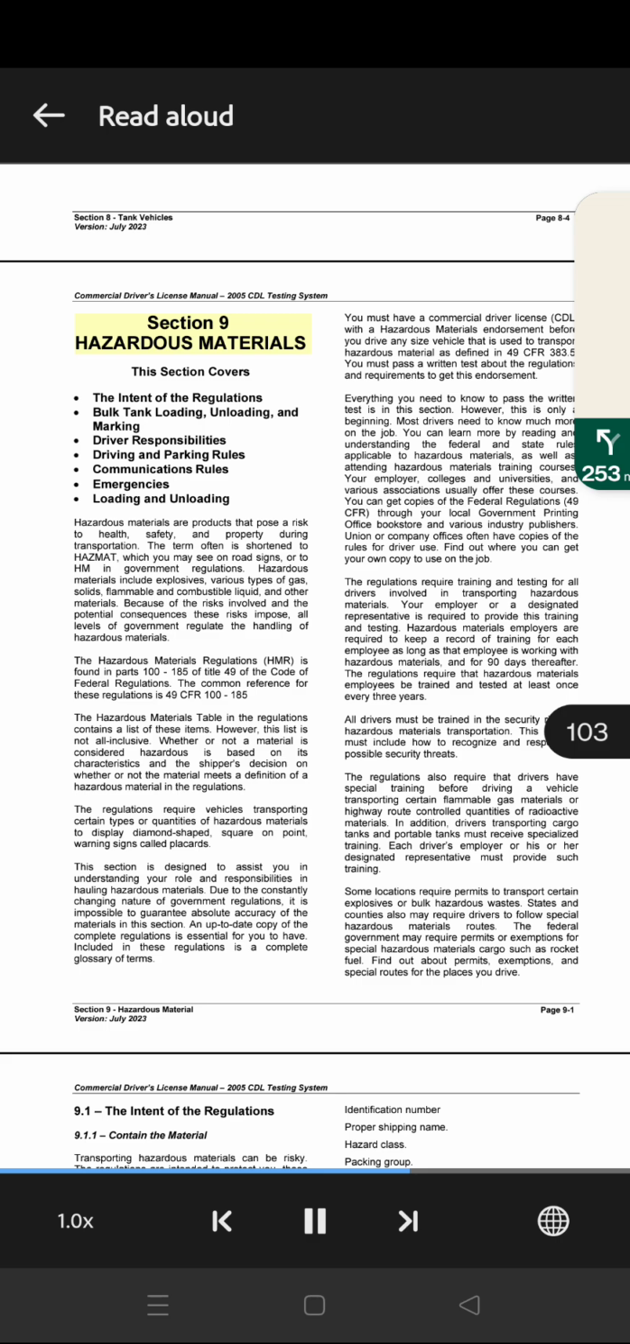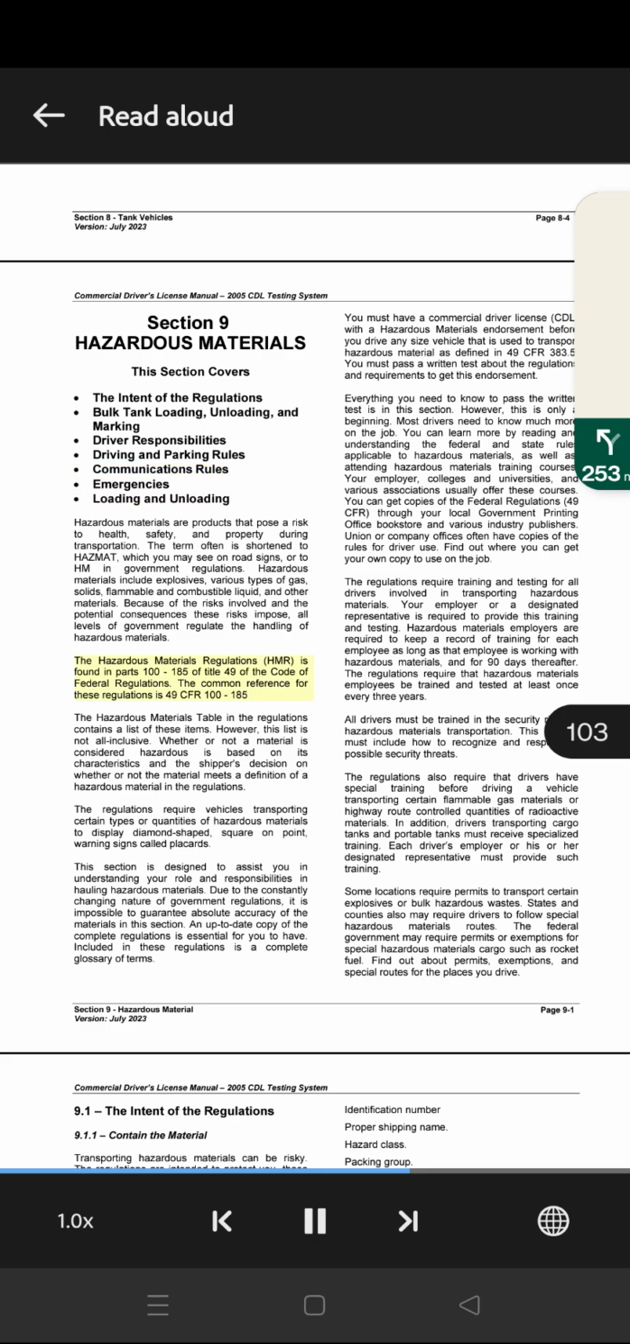Section 9 Hazardous Materials. This section covers the intent of the regulations, bulk tank loading, unloading, and marking, driver responsibilities, driving and parking rules, communications rules, emergencies, loading and unloading.